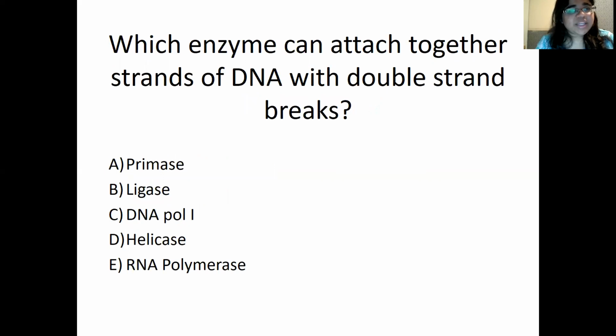Which enzyme can attach together the strands of DNA with double strand breaks? So what do you guys think? We're gluing things together, right? We're fixing up the nicks. So that means that would be DNA ligase, right?